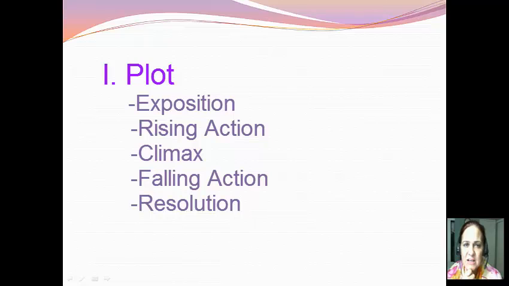That falling action can be very short in some stories. It can be really drawn out long in other stories, or it could be non-existent. It completely depends on the story. And then, of course, the resolution is the end of our story. So that was our first literary device that we talked about, the plot, the sequence of events that happen in the story.